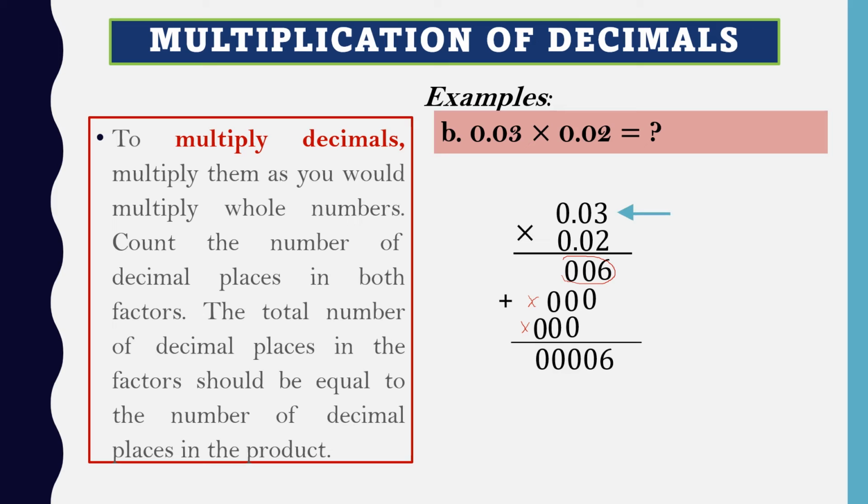Okay. So when we add all of those, that is the result, and then count the number of decimal places. There are 2 decimal places here, plus 2 decimal places here. That's why we have a total of 4. So starting from here, we will count 4 decimal places. So 1, 2, 3, 4. The decimal point should be here. Okay, so here is our final answer. The product of 300s and 200s is 6 10,000s.